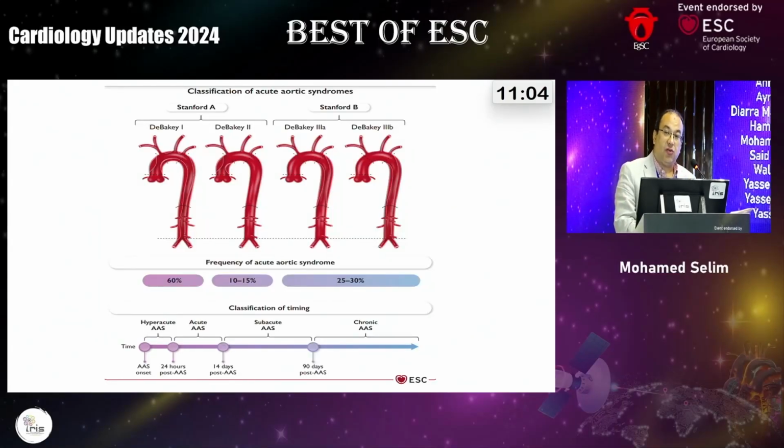Regarding the classification of acute aortic syndrome, we have to say that the Stanford classification is still used to describe whether it is type A, involving the ascending aorta, or type B, involving mainly the descending aorta with sometimes retrograde extension and confined to the arch.